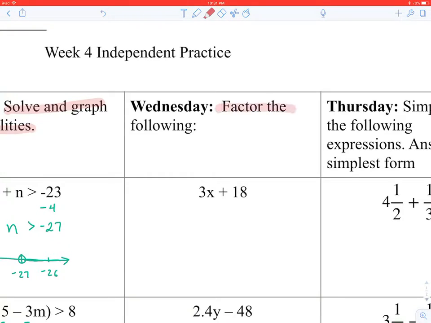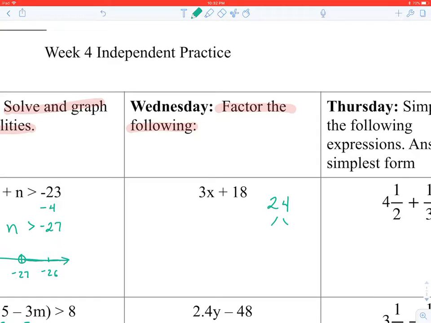Wednesday column of the week 4 independent practice asks that we factor the following. So factoring is something that you need to get really good at, because in high school it's a common practice that you factor through a lot of stuff. Now this is just the baby steps of factoring, so luckily we're just in the very beginning, but it is something you need to get really good at for high school. Now here for this first one, I've got 3x plus 18.